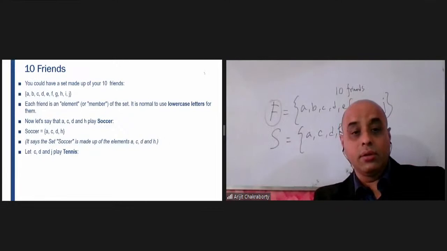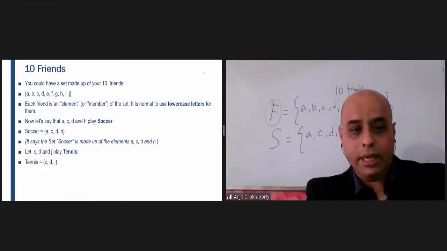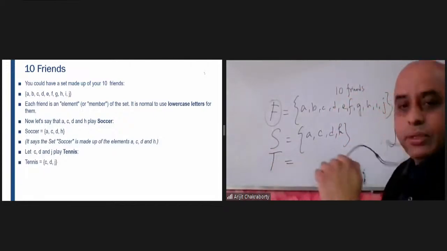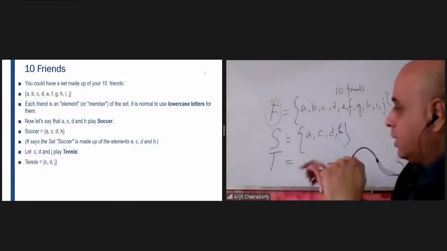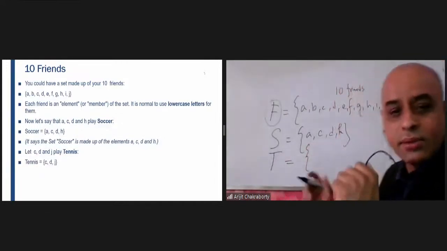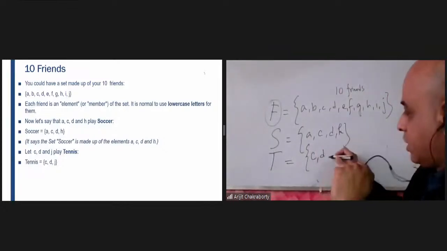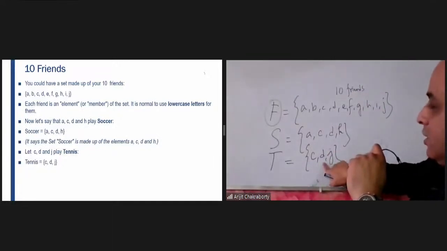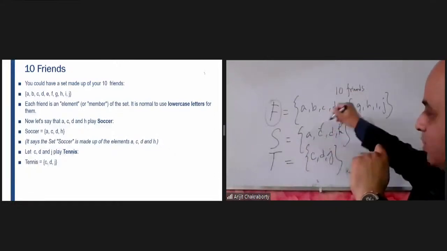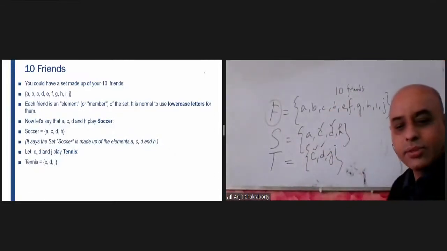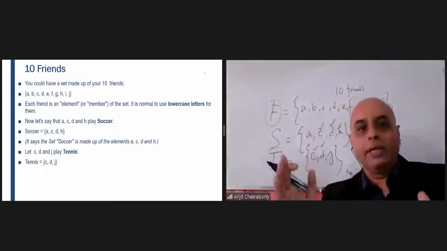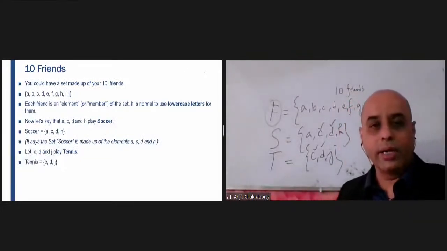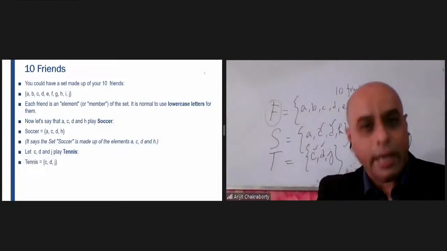Now let us see that there is another group. c, d, and j also play tennis. So I can write a set, I will use the letter T, T for tennis, and there are 3 members in the set. So it is c, d, and j. Please note that there are some common elements here. c and d not only play tennis, they are also playing soccer. In this way we have created, from the parent or main set F, smaller sets: the set of friends who play soccer, and the set of friends who play tennis.